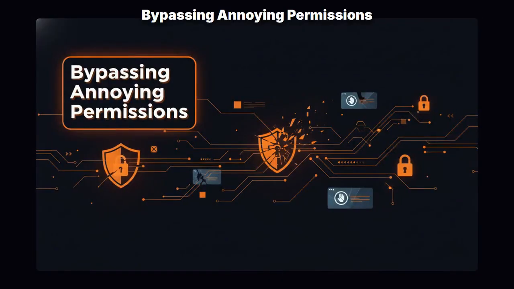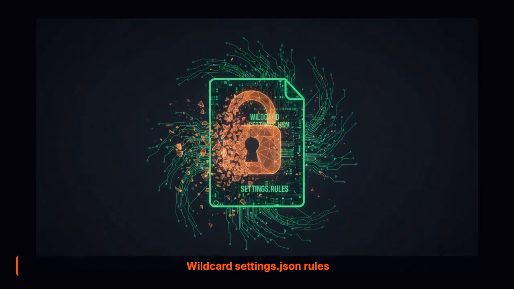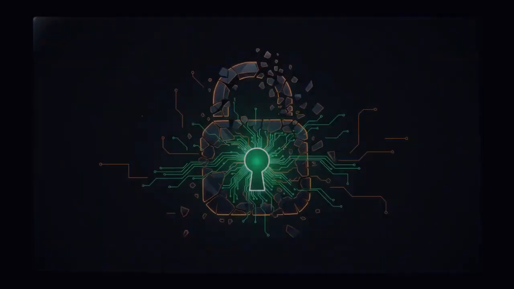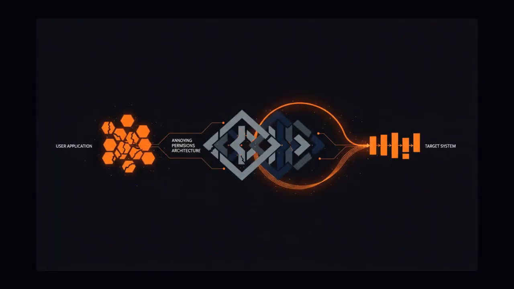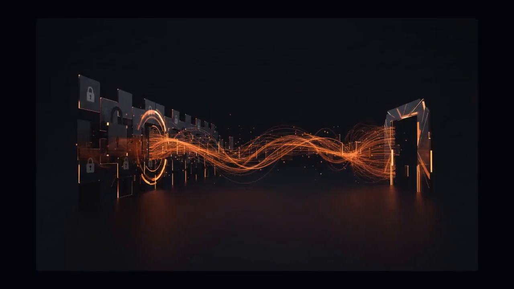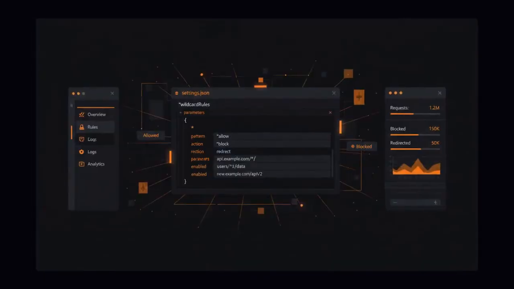Tired of constantly confirming "allow git status"? The code exposes a deep permission system. Instead of babysitting every step, set wildcard permissions in your settings.json or settings.local.json. Adding rules like allow all git commands or allow file edits in source shifts Claude from default mode into true auto agent mode.